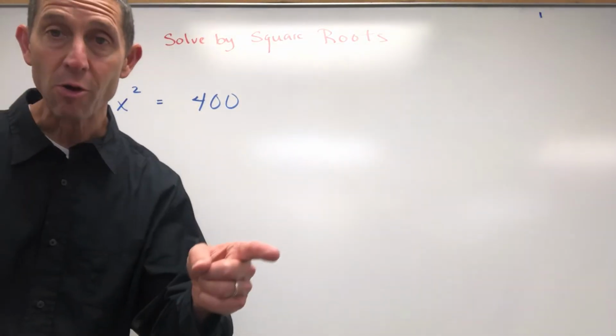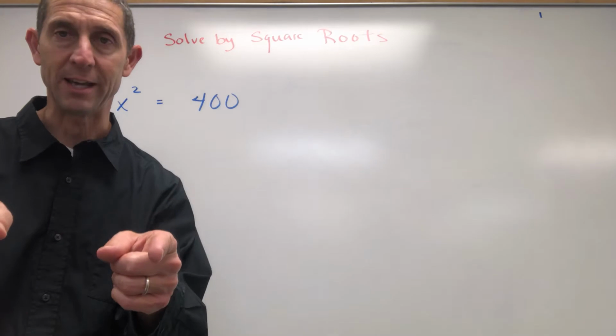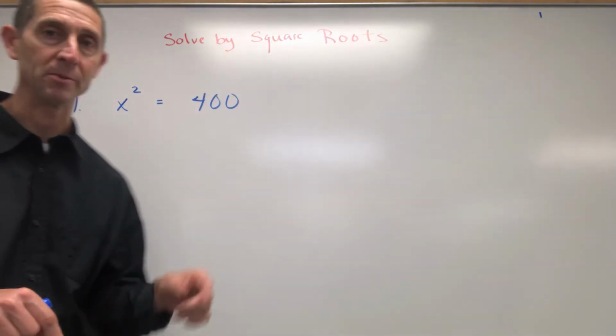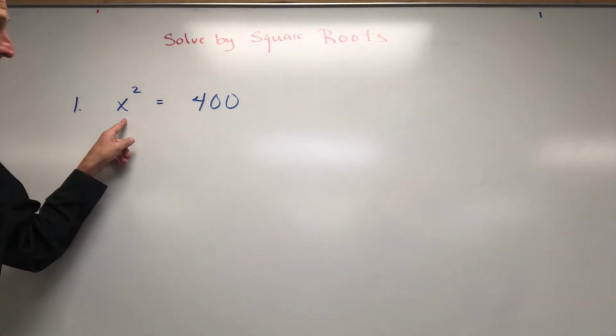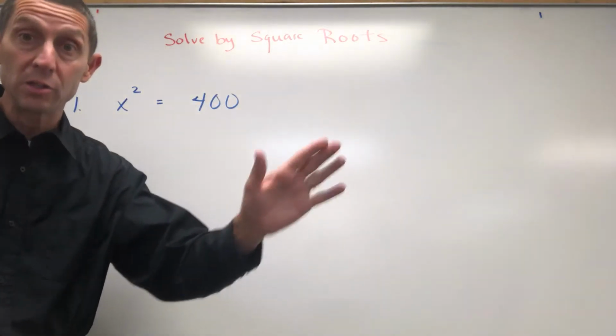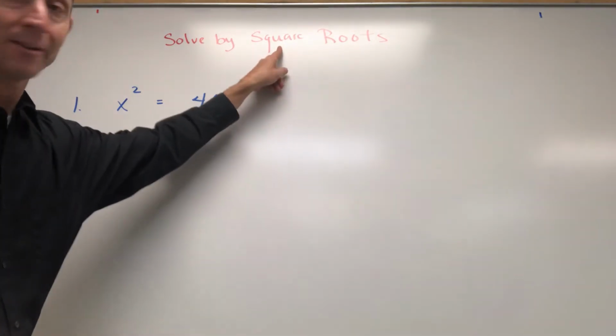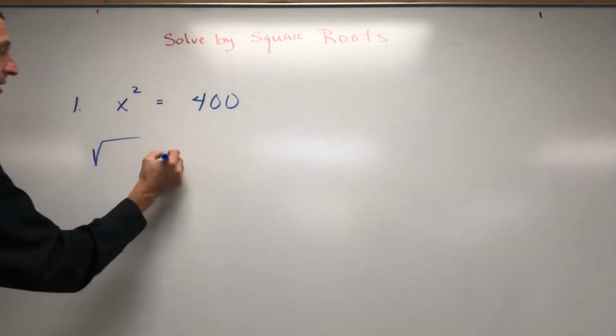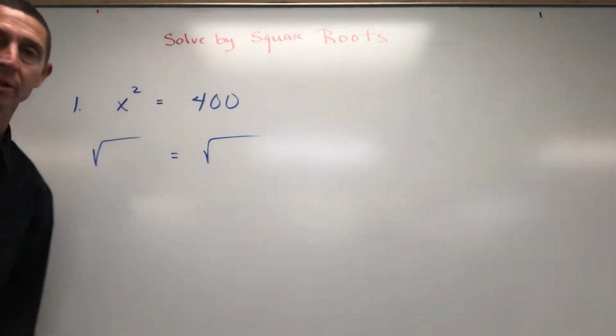All right, we are solving by taking square roots today. You're going to learn a couple pretty slick moves to help you do these problems. So you've got x squared equals 400. The x is squared. You want to unsquare it. To do that, you've got to solve by square roots. So we're going to take the square root of both sides.